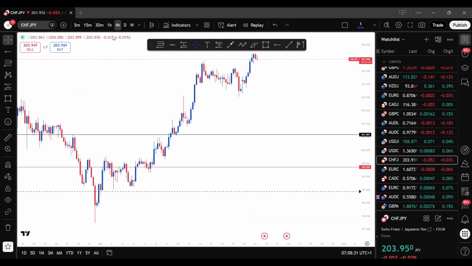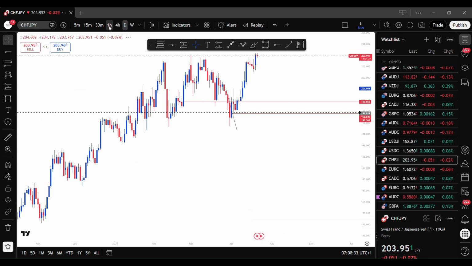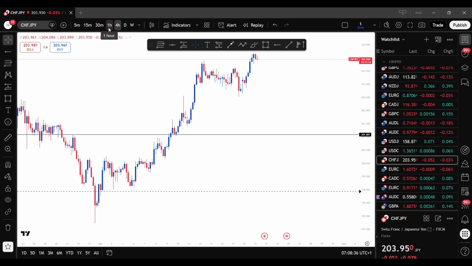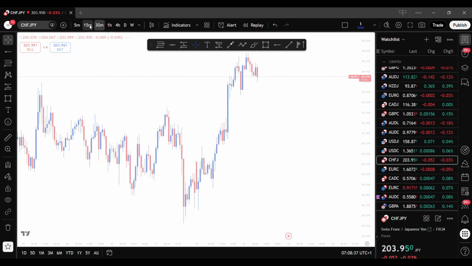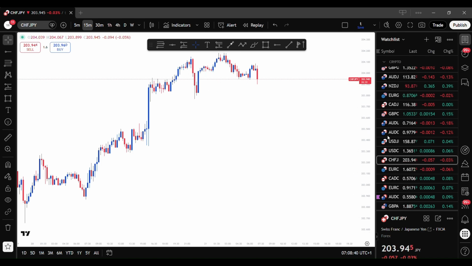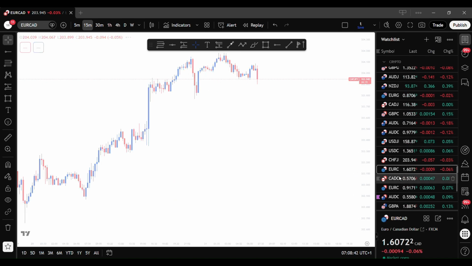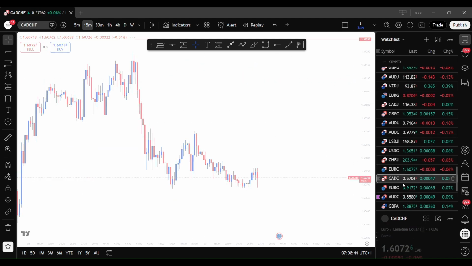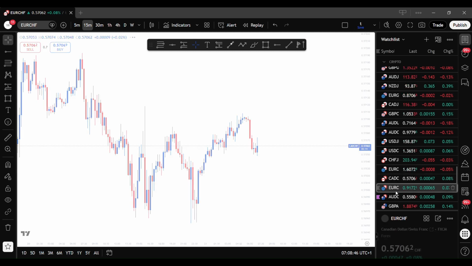Next is the CHF JPY. And CHF JPY daily time frame, small buys happening here, so we will be expecting more buys on this pair. Check on the 15 minute, there's no entry for now. On Euro CAD, nothing for now. On CAD CHF, there's nothing for now.